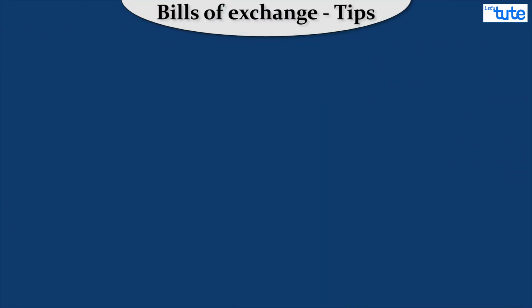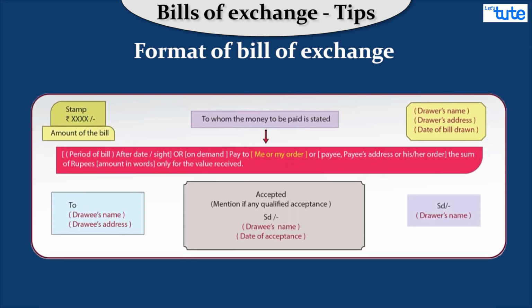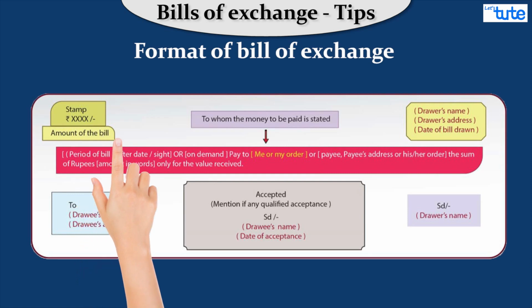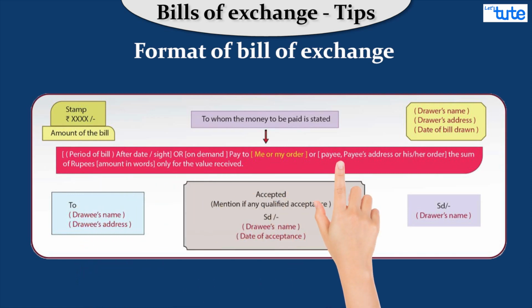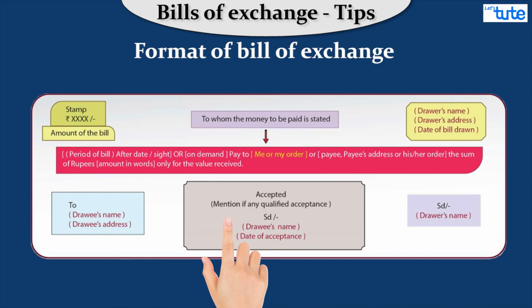Next, when we are asked to prepare the format of bill of exchange, make sure that there are no cancellations, it should be neat. Drawer's and drawee's names and addresses are written properly with the dates and also the period, amount of bill, payee's name with all the required content should be mentioned properly. Don't forget to show the stamp and the acceptance with any qualification if given in the question. The best way to avoid mistakes is to practice.